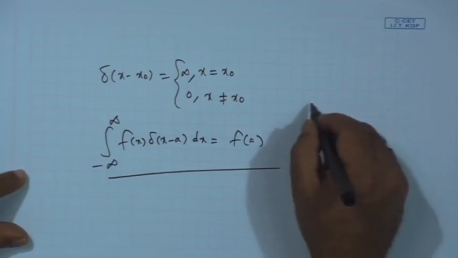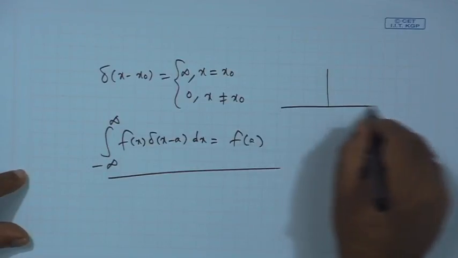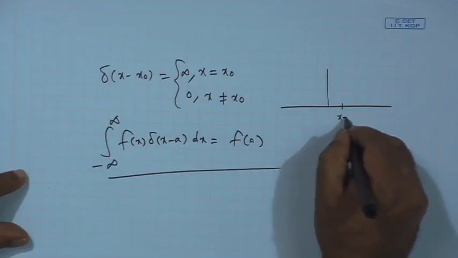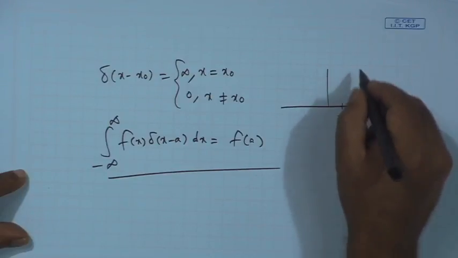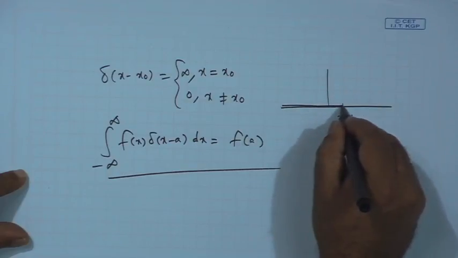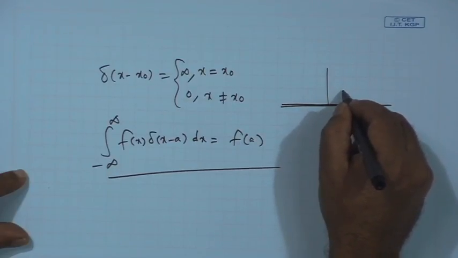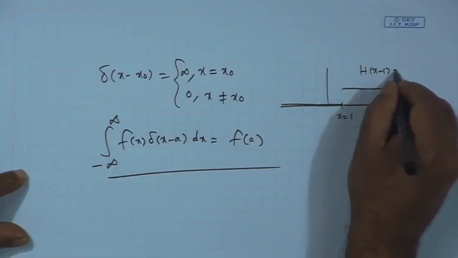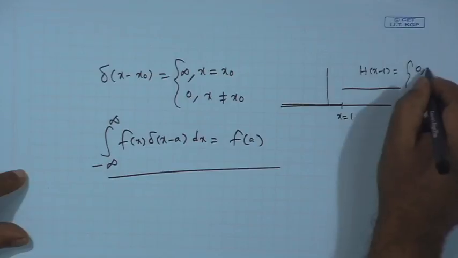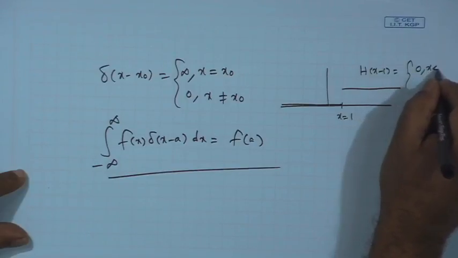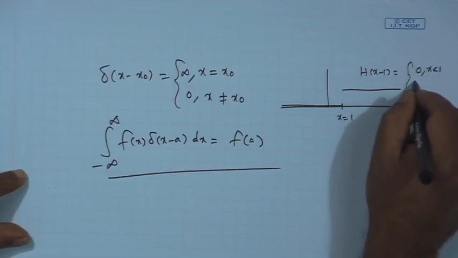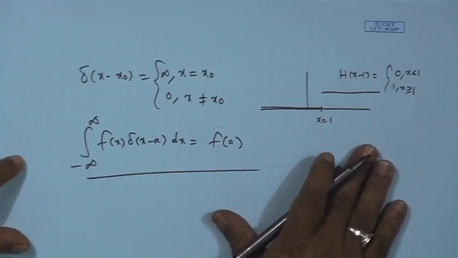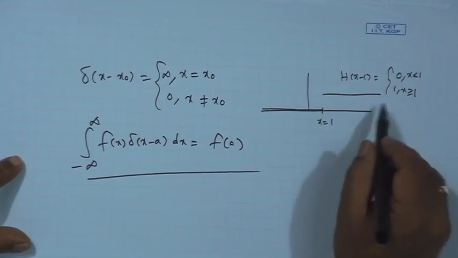So, we have a Heaviside function, and that also can be extended. Suppose this is x equals 1. Then one can define this, which is 0 and then 1. So, this is h of x minus 1. This will be 0 when x is less than 1 and 1 when x is greater than or equal to 1. Okay. So, one can define it like this.